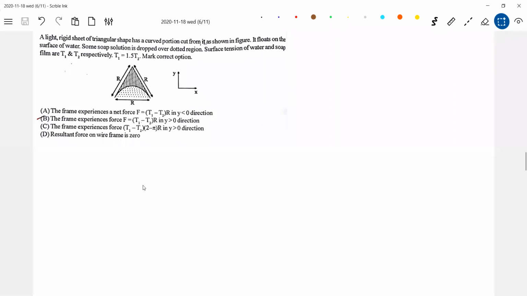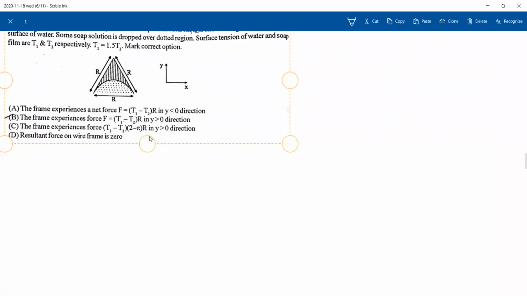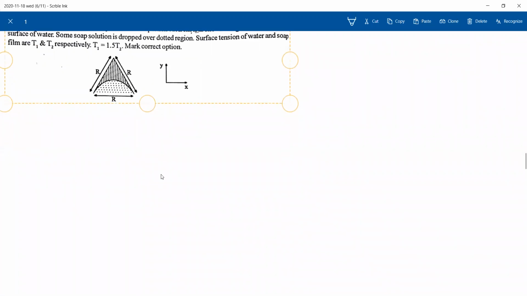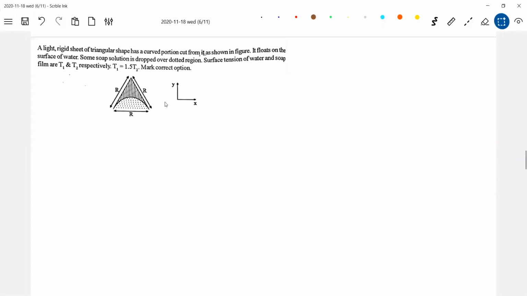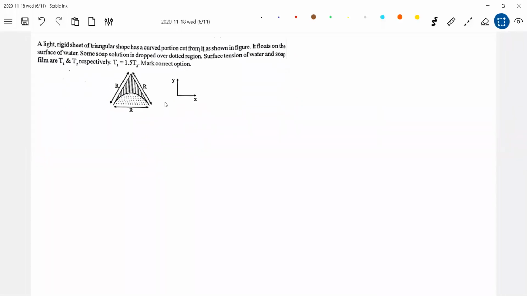I'll take out the options. Some of you, through the options, are thinking, that is very dangerous. Okay, now I just want you to analyze the force. Later on, I'll bring the options. First, learn the problem.